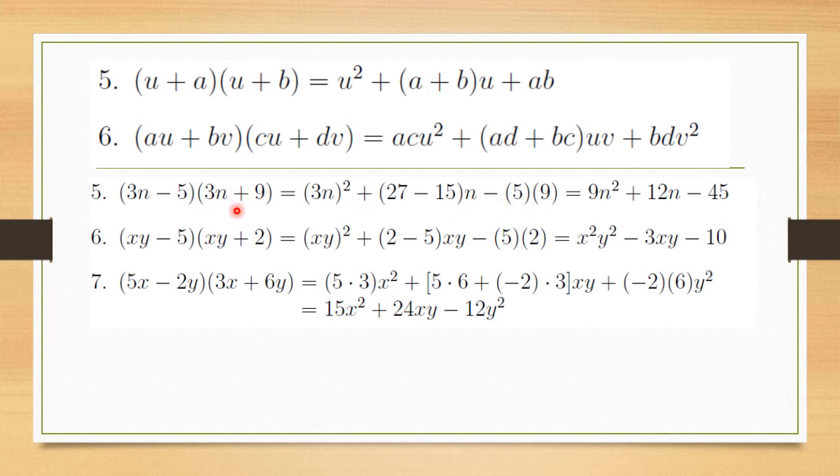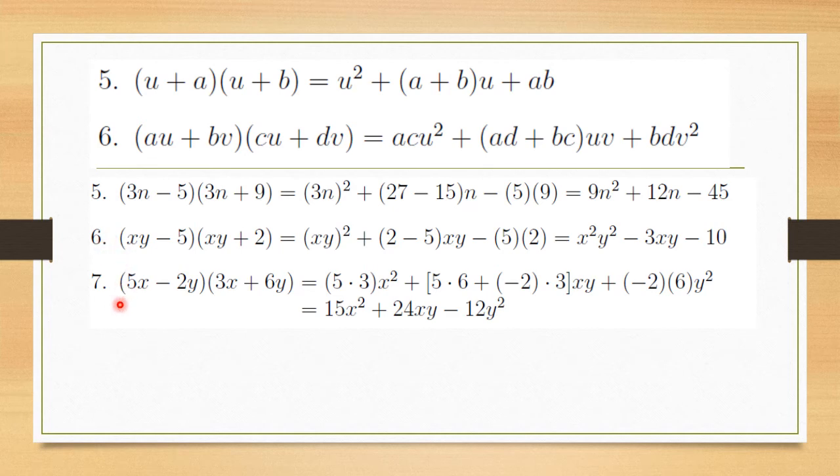But actually, if you follow the FOIL method, then this is just the direct answer. I mean, this is just FOIL. Take a look. 3n times 3n is 3n squared. Then you multiply the outer, which is 27n, and then -15n. See? You still have that one here, and then 5 times 9 is 45. Simplified, this would be the answer.